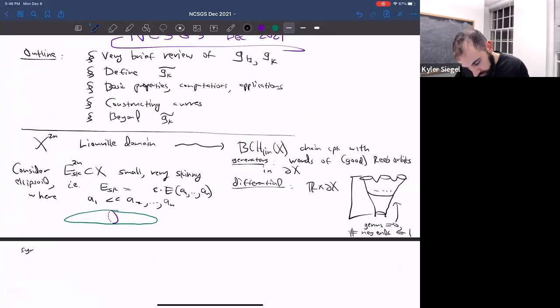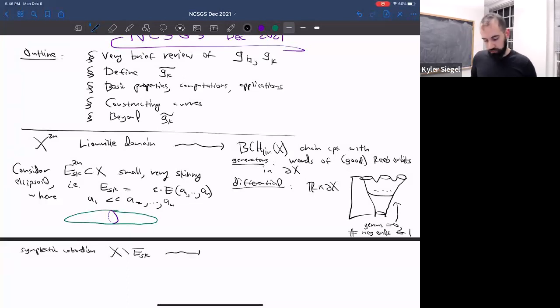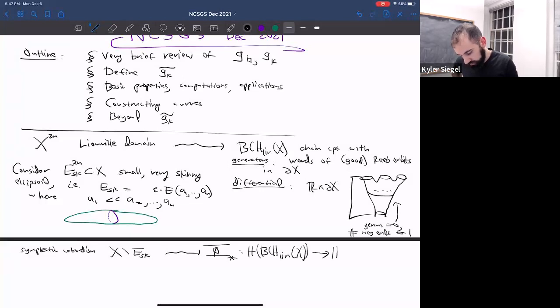Okay, so we have X, our domain of interest, we have the skinny ellipsoid, and now we can look at the symplectic cobordism given by the complement. So we have X minus the skinny ellipsoid. This is a symplectic cobordism, and by SFT functoriality, we should get a map, which I'll call phi star, from the homology of the chain complex associated to X to the one associated to the skinny ellipsoid. So we get a map at least on the homology level like that.